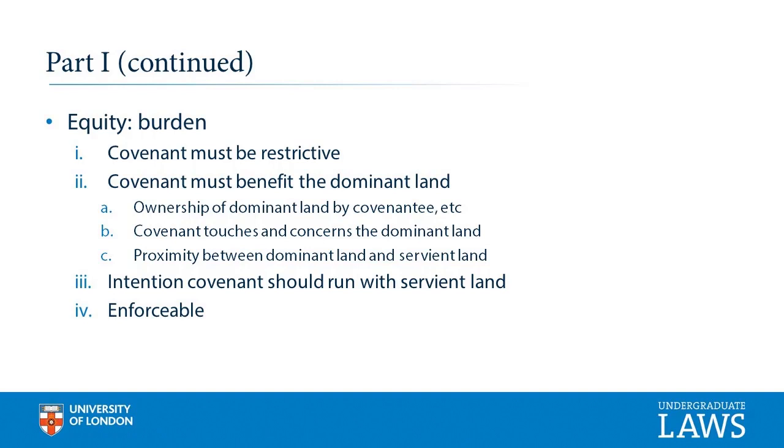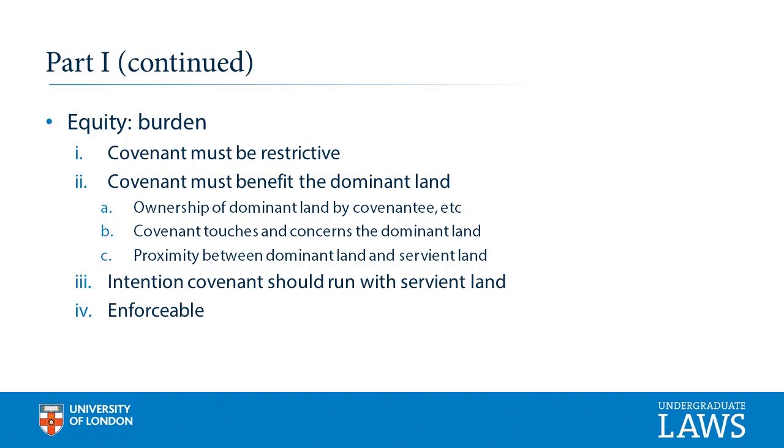The case law has not identified any particular distance as being sufficiently proximate, nor has it identified any particular distance as being too remote. Rather, in each case, the question is whether the proximity between the dominant land and the servient land is such that the restriction on the servient land is capable of affecting the enjoyment of the dominant land.